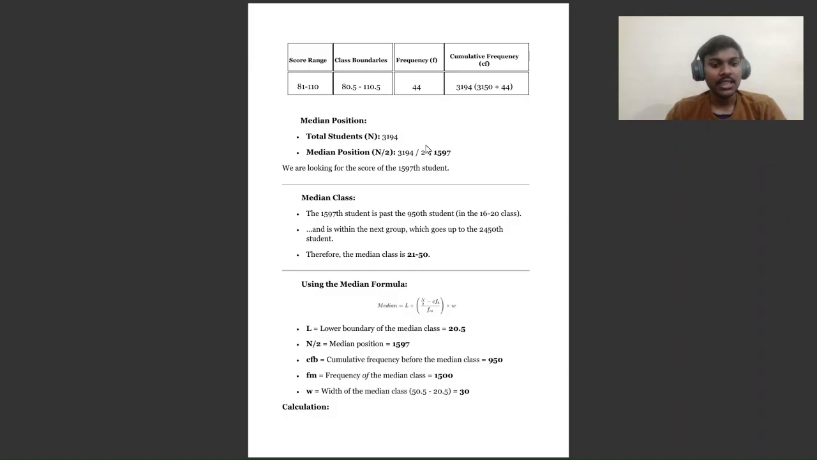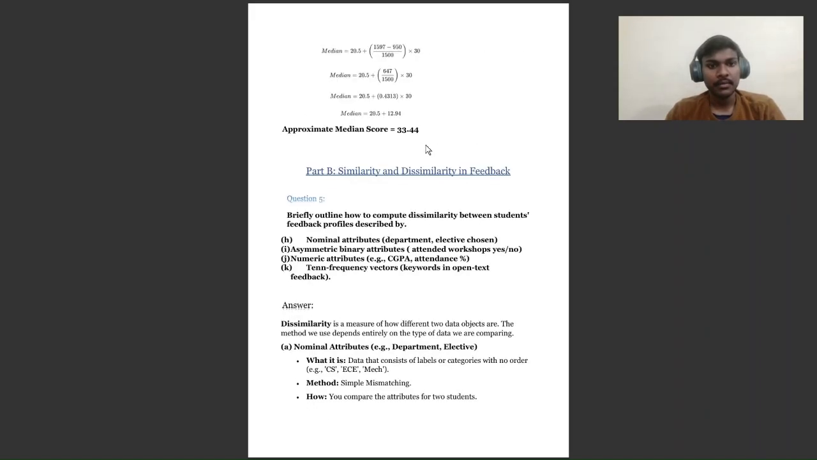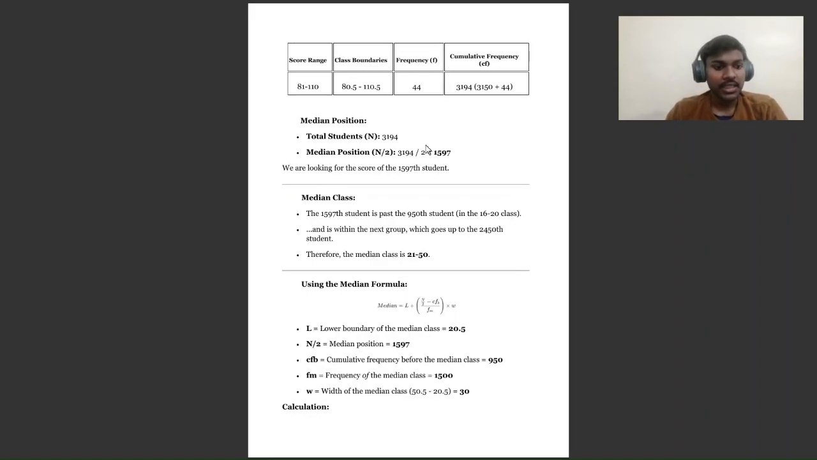This value represents the central tendency of student satisfaction for the grouped distribution. So we are done with part A. In the next video, we'll cover part B and the other remaining parts.